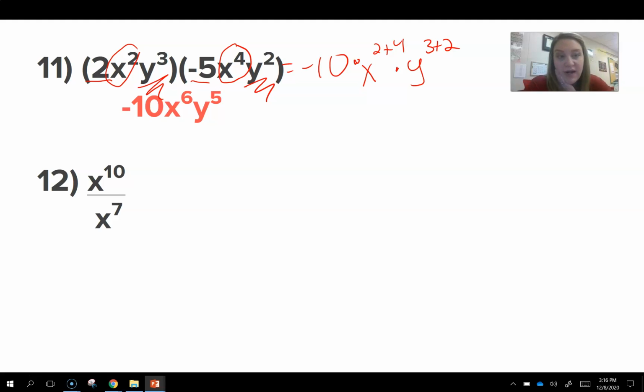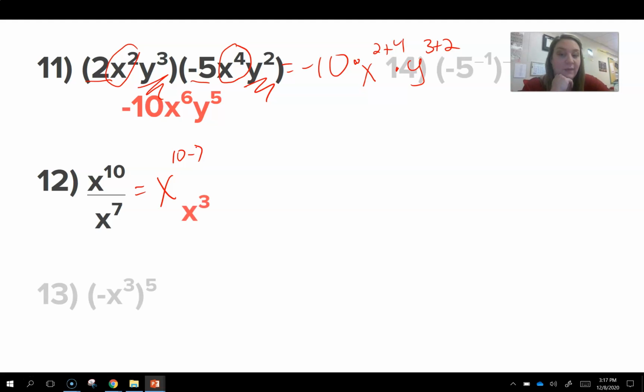All right, so with product rule, I'm able to add my exponents together. What do you think is going to happen if I have a quotient or a division going on? Right, we're going to subtract. So x to the power of 10 over x to the power of 7, well, that is the same thing as taking my numerator minus my denominator, and we get x to the power of 3.